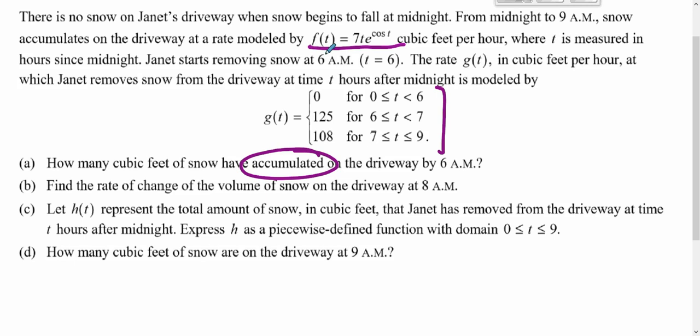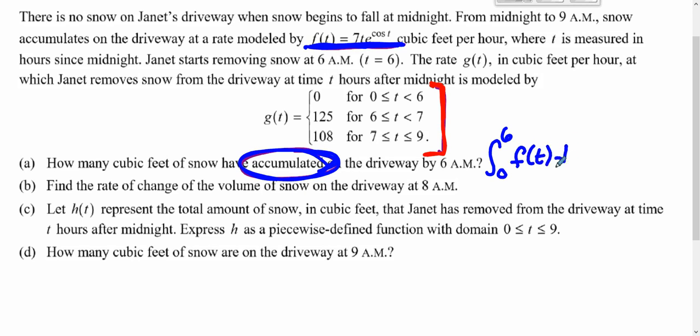In fact, let's get better with this. So this is snow falling, and this is snow being removed. We are interested in snow falling. So because we're interested in snow falling, we're going to concern ourselves with this rate, and it starts falling at midnight. We're interested in 6 a.m. This is cubic feet per hour. We're interested in cubic feet. We've got to remove a layer of time. And this is what removes a layer of time.